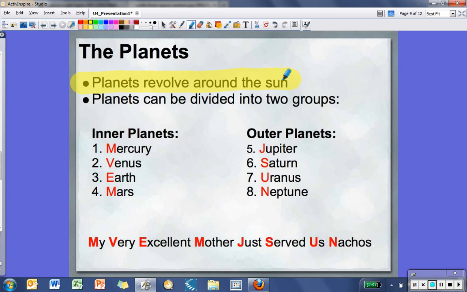Okay. Now, planets can be divided up into two groups. Inner planets and outer planets. Next week we'll talk about specifically what object breaks up the inner and outer planets. But Mercury, Venus, Earth, and Mars are the inner planets. Those are the ones that are closest to the sun. That's just why they're called the inner planets. Jupiter, Saturn, Uranus, and Neptune.